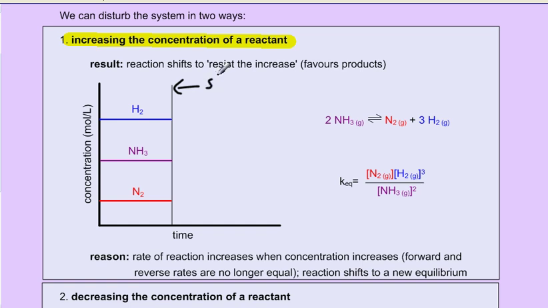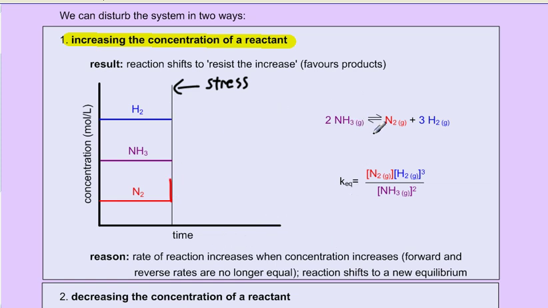This line here represents the moment where the stress is applied to the chemical system. Let's say we have this nice equilibrium state. The concentrations of the hydrogen, ammonia, and nitrogen are steady, so that's an equilibrium state. But at this moment in time, I'm going to inject some nitrogen into the system. So I'm increasing the concentration of nitrogen in the chemical system. Let's think about what that means.